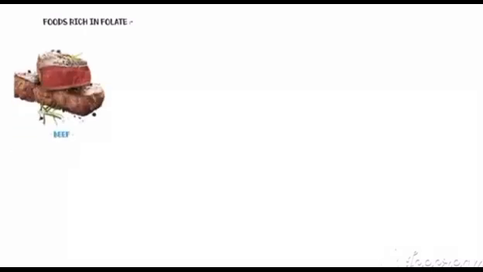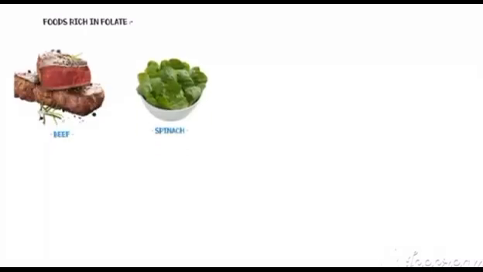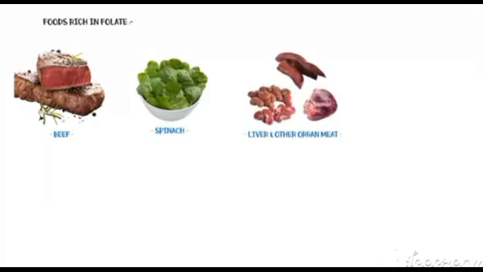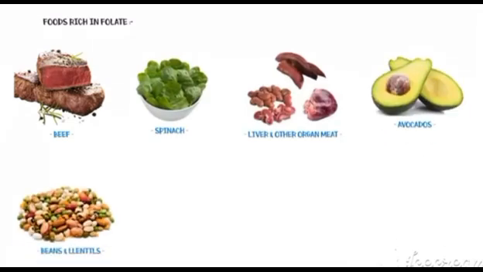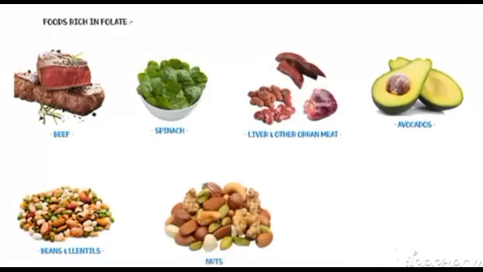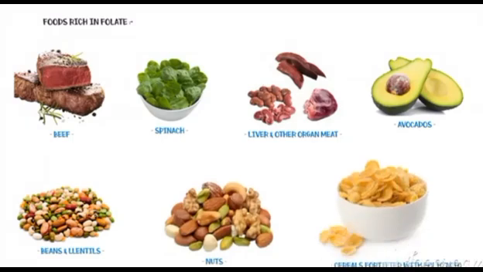Folic acid is also an important vitamin for the synthesis of hemoglobin. Some of the foods that are rich in folic acid include the following: beef and other types of red meat, spinach, liver and other organ meats, avocados, beans and lentils, nuts, and cereals that are fortified with folic acid.